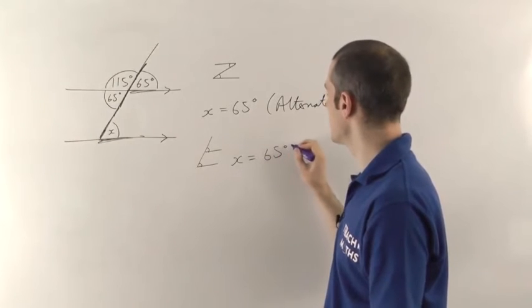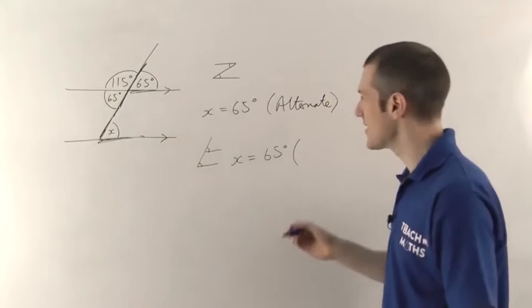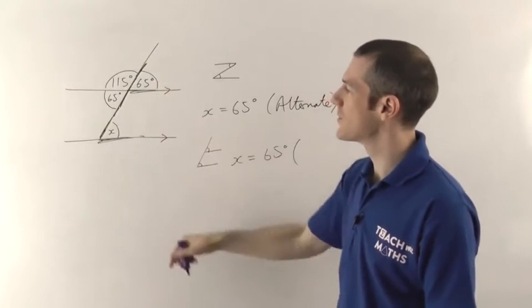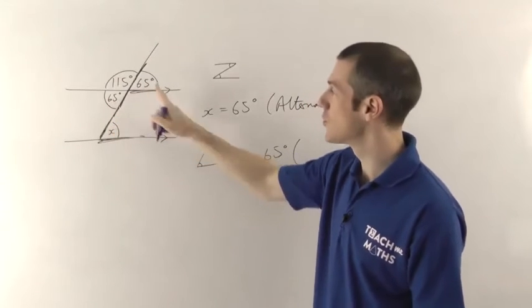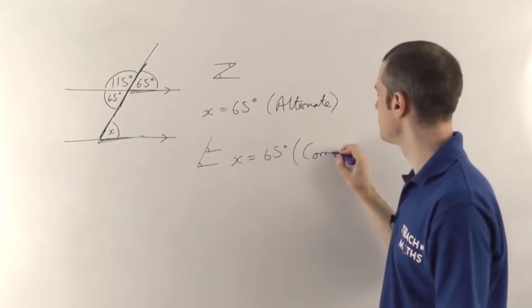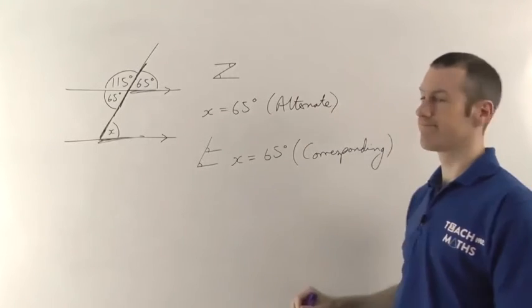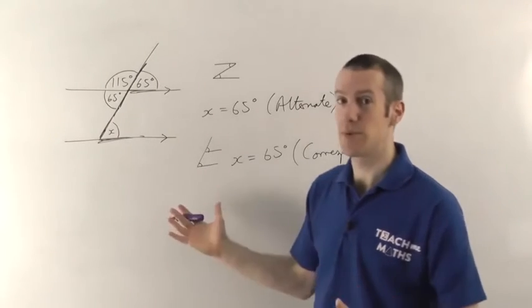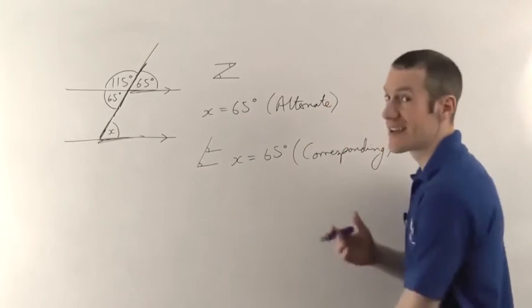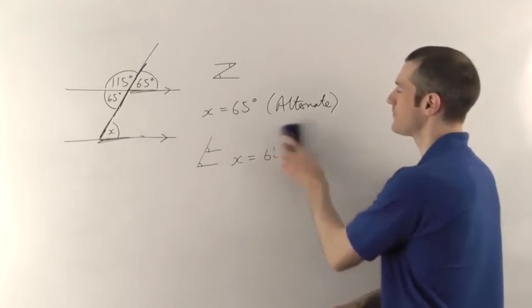So X would have to be 65 degrees. This time, though, your reason is it's going to be corresponding to this one. So it could be alternate to that one or corresponding to that one. Corresponding. Okay, so that was a fairly simple problem with parallel lines. These do get harder though.